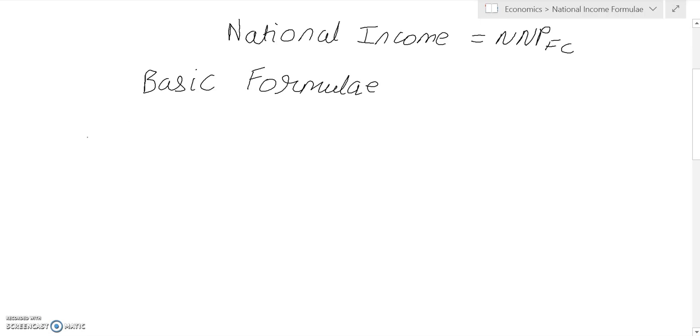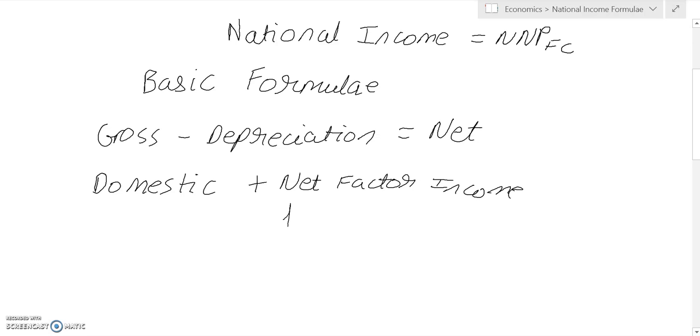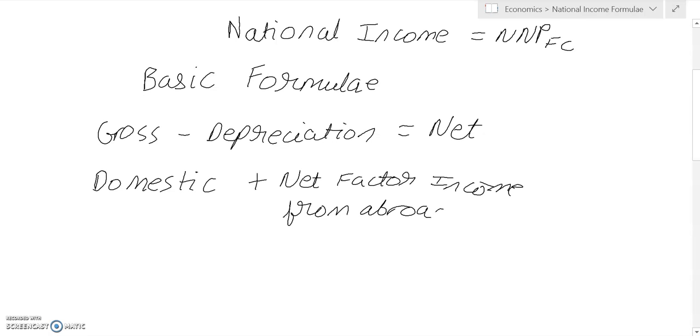So the first one you need to keep in mind is that gross minus depreciation is equal to net. Similarly, domestic plus net factor income from abroad is equal to national.